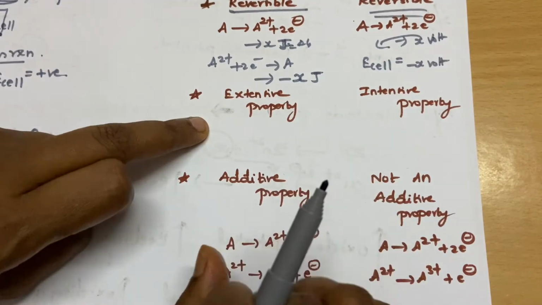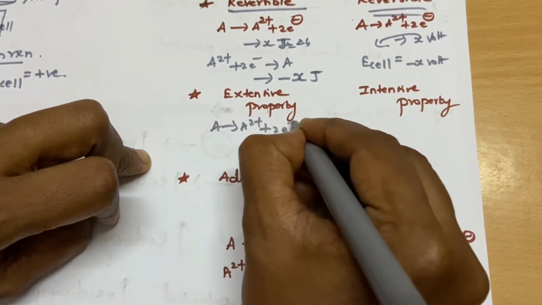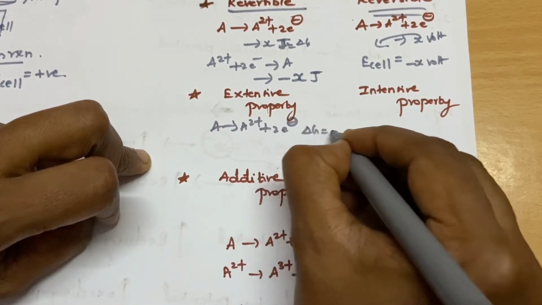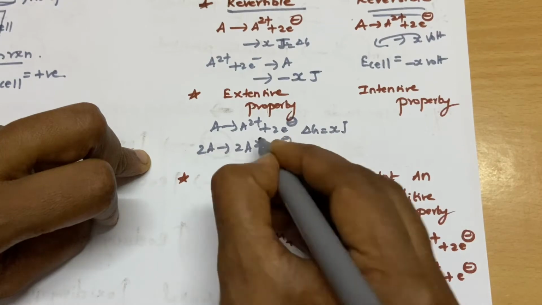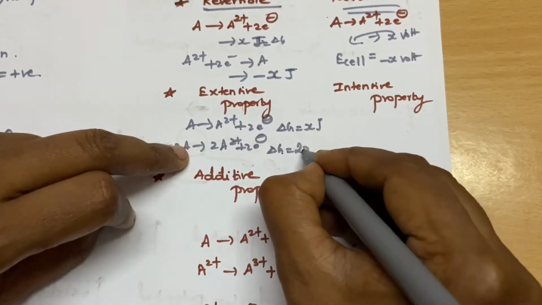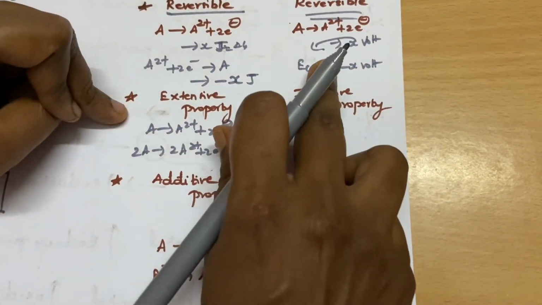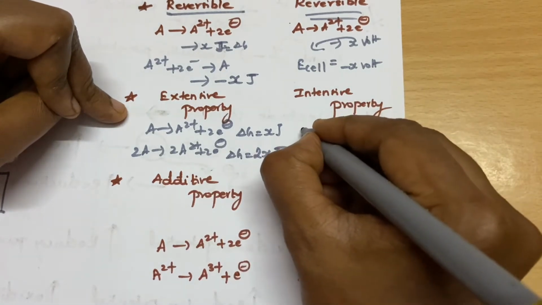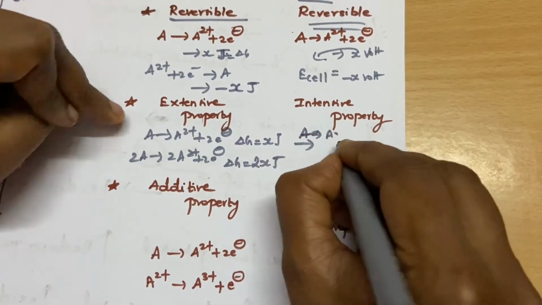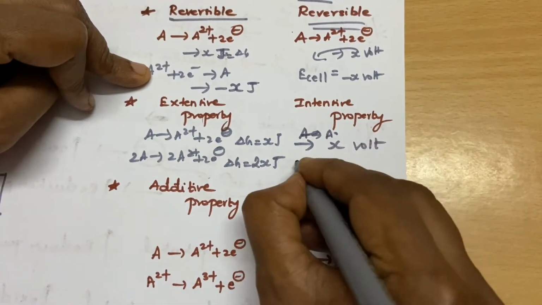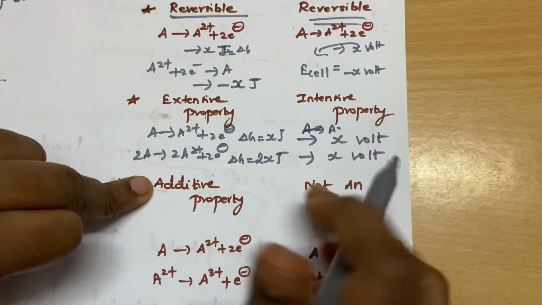And the Gibbs free energy change is an extensive property. For this reaction, I told you the Gibbs free energy change is x joules. If you multiply this reaction by 2, the Gibbs free energy will be 2x joules. It is quantitative, an extensive property, but this is not the same with the EMF of the cell, because it is an intensive property. For this reaction, the EMF of the cell is x volt. If you multiply the reaction, the EMF of the cell is still x volt. It is an intensive property and will remain the same.